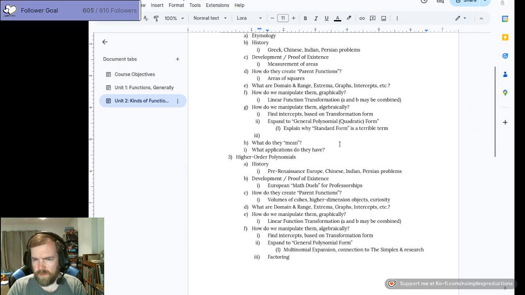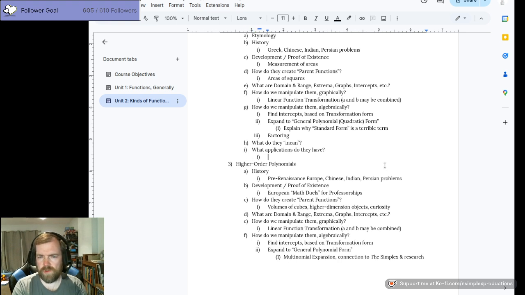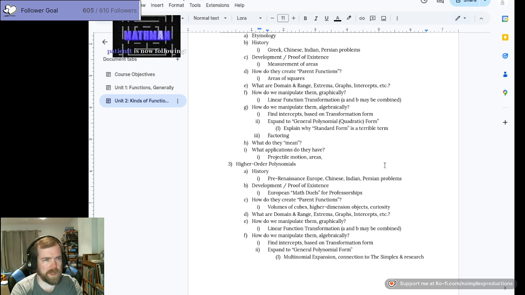Great. So with both of these, we're going to want factoring. Applications of quadratics. We've got a lot of stuff. So, projectile motion, areas, pretty much anything you want to talk about when it has an area.